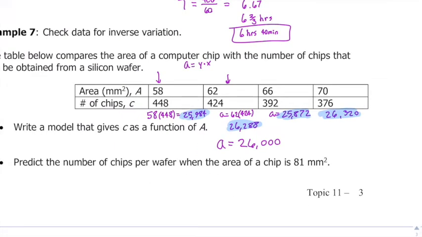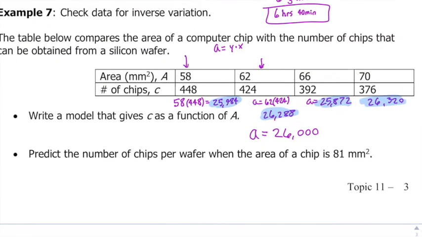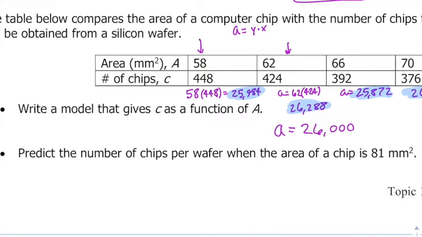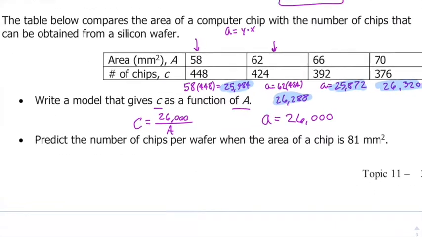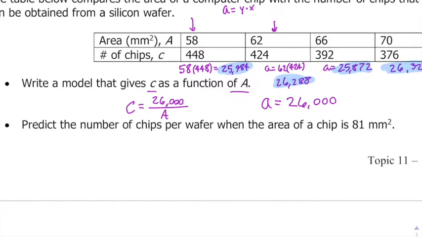Sometimes in life things don't work out perfectly, where it's the exact same number every time. Maybe there's some type of error or malfunction. So let's go ahead and assume 26,000 here, since this isn't consistent. And then C as a function of A, that means C needs to be by itself. So C equals 26,000 over A. Okay, and then predict the number of chips when the area A is 81.